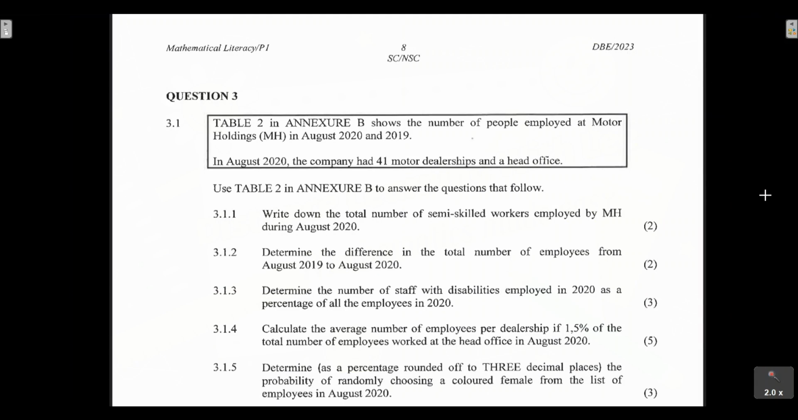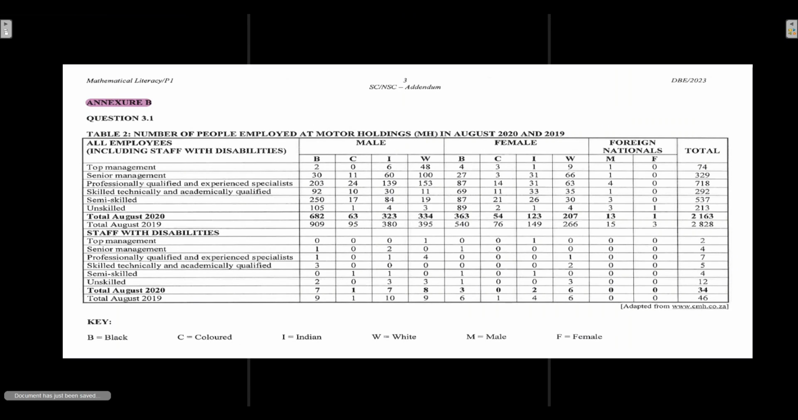Like I mentioned, in today's video tutorial we're going to be tackling question 3.1. Please make sure that you've downloaded the annexure, the addendum, and we're going to be focusing on annexure B with this question. We're going to be analyzing the table that represents the number of people employed at Motor Holdings in August 2020 and 2019, and using annexure B to help us answer the questions.